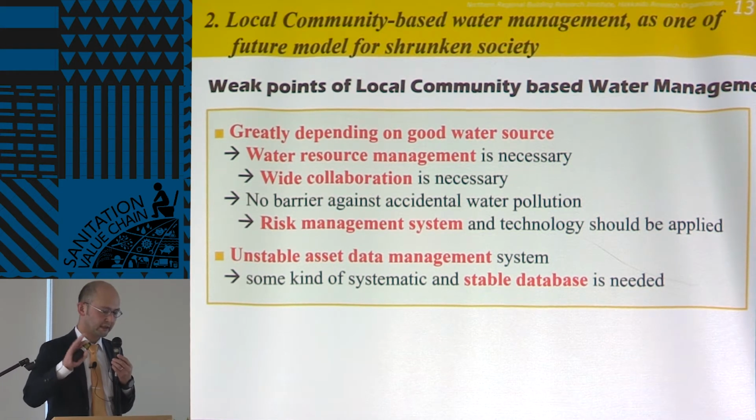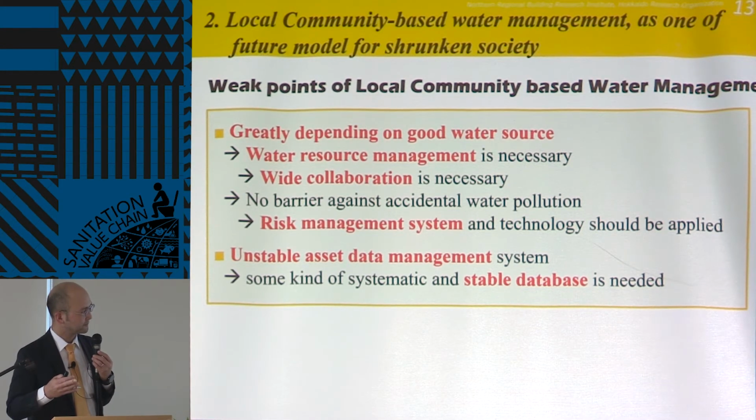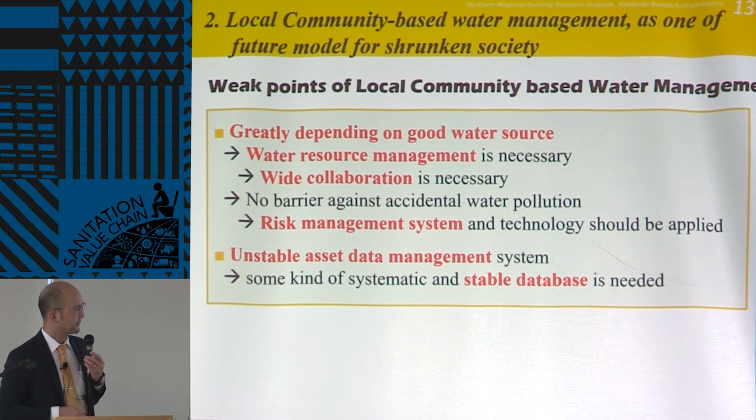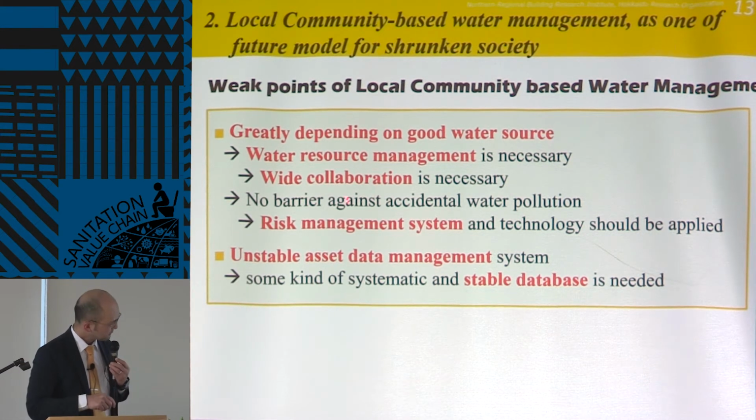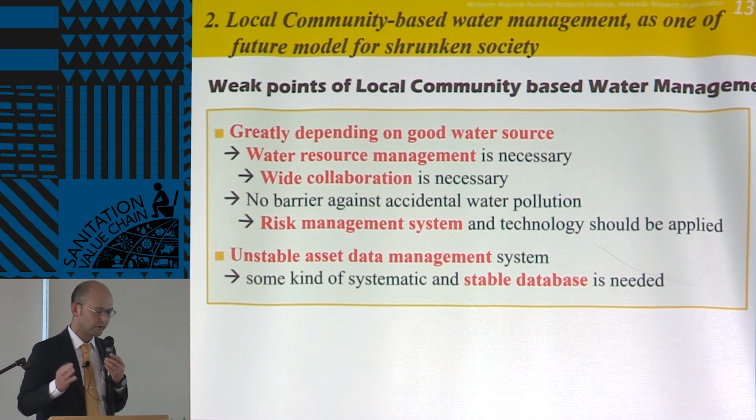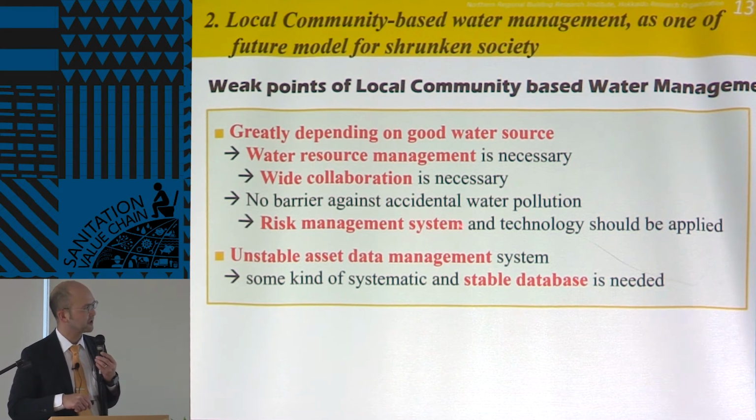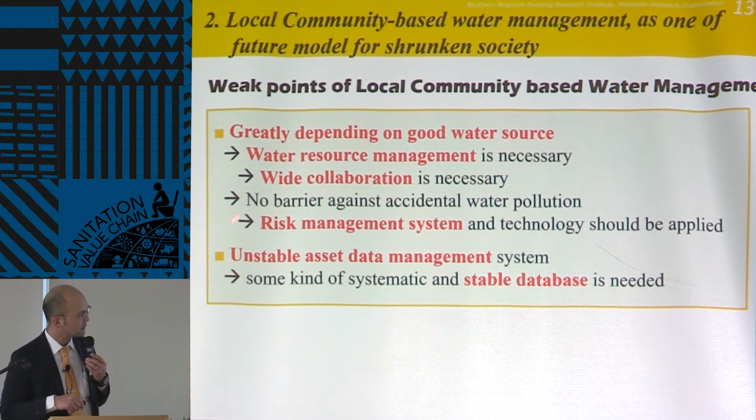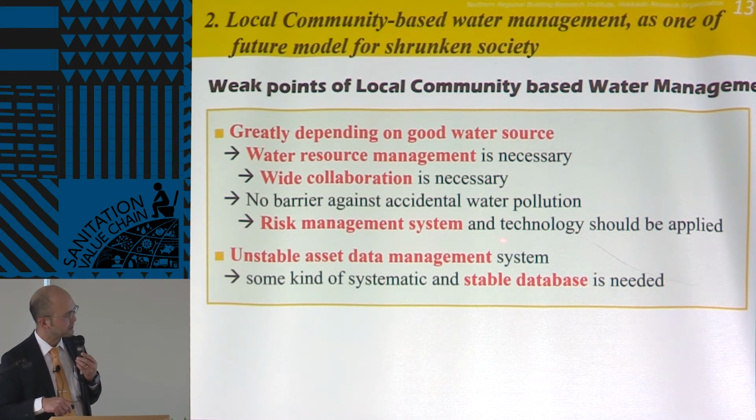But so far, each water community is working independently. And another problem is they have no treatment plan. It means that there is no barrier against accidental water pollution. So some kind of risk management system and technology should be applied.